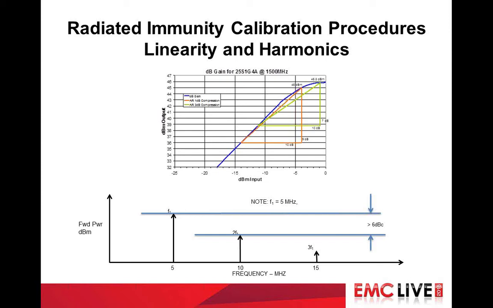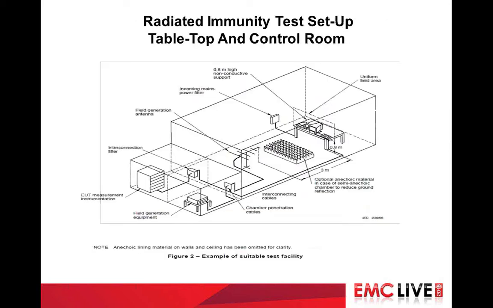The diagram below shows the harmonic generated using one tone. The harmonics and intermods of each frequency shall be checked and shall be greater than 6 dBc from the fundamental tone to pass. We have covered the calibration portion. Now we'll talk about the test setup and test procedure.